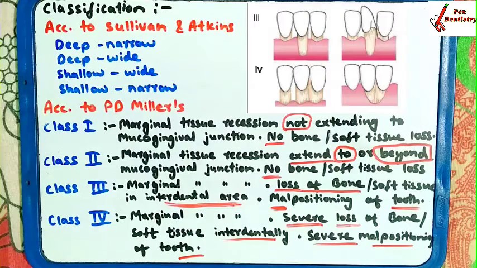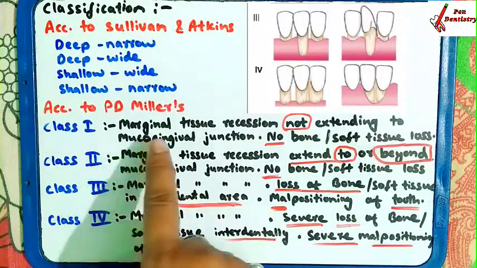Malpositioning of the tooth means the tooth has been displaced from its original position due to pressure or some kind of load. Due to the recession, it has malpositioned.